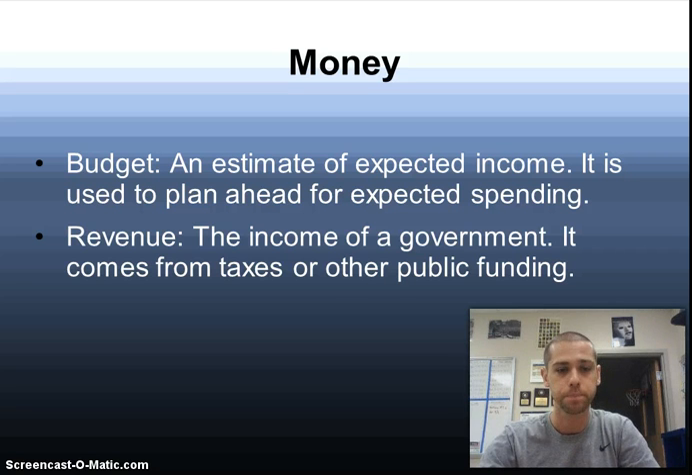While they're figuring in their budget, they always need to consider their revenue, which is the income that they have. And in this case, it's no different. Revenue is the income of a government, and it usually comes from taxes or other public funding sources.